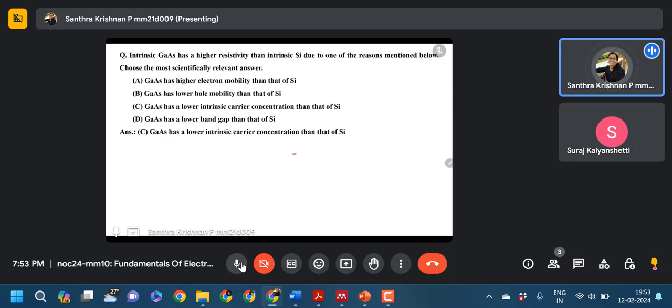Or you can go for this equation as well. Rho is equal to 1 by sigma. That is, resistivity is 1 by conductivity. That is, rho is 1 by n_i e (mu_e plus mu_h). So based on that, C will be the answer. Yeah, got it.